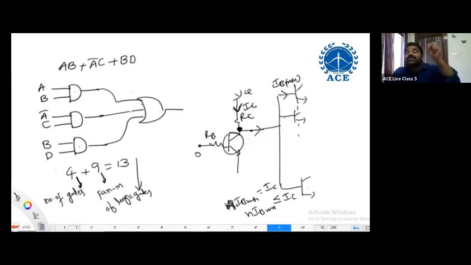That means the transistor must be saturated. For saturation, we need to know what the current required is. That is IB minimum. By applying VCE sat, we can calculate the IB minimum of a transistor. Then N into IB minimum must be less than or equal to IC. Only then is this fan out applicable, or whatever the maximum N value that can satisfy this equation can be considered as the fan out of a logic gate.